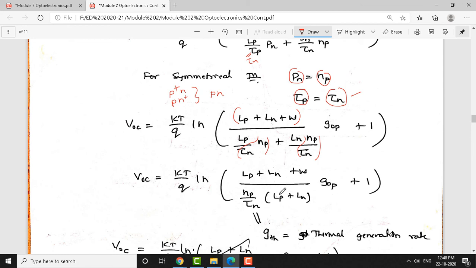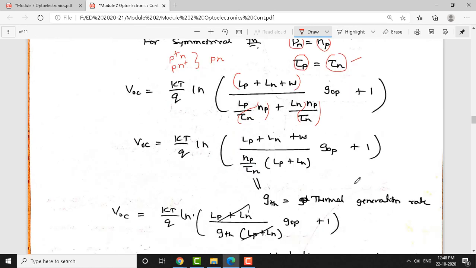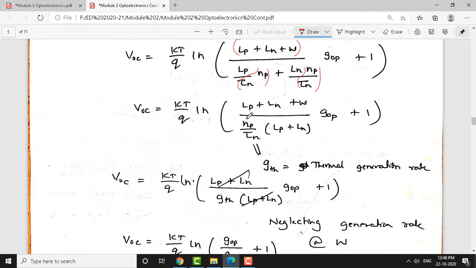So, you are left in the denominator with Lp plus Ln times GOP as it is, and now this Np by tau n can be called the thermal generation rate, because Np is nothing but electrons on the p side, and tau n is the lifetime of the electron. That tells you the thermal generation rate due to heat, within the neutral p material, of these electrons on the p side. So, that can be written as GTH.